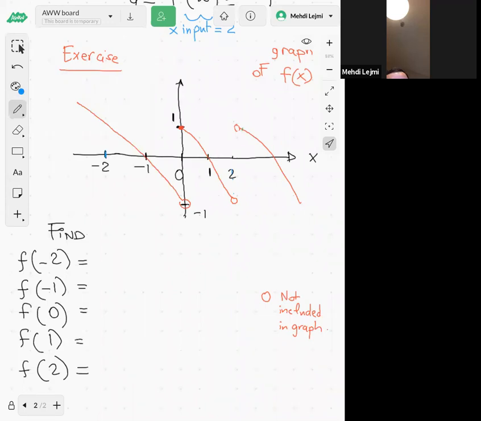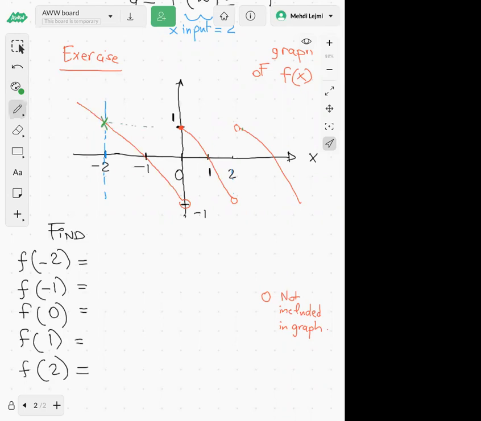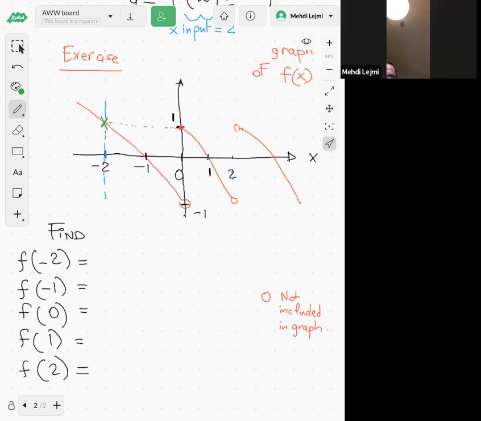Here's my -2. I'm going to draw my vertical line. You need an intersection. If your vertical line doesn't intersect the graph, then you don't have an output, right? I do have an intersection here, and the corresponding output, the y, would be +1. This is your y-axis, that's where you find your output. So on the y-axis, this point corresponds to the output y equal to 1. So the answer here is +1.